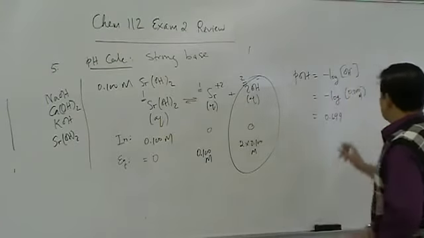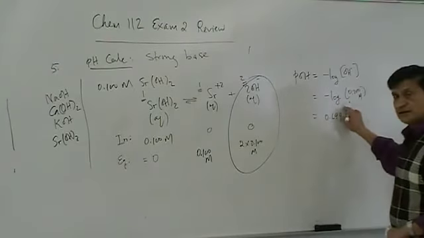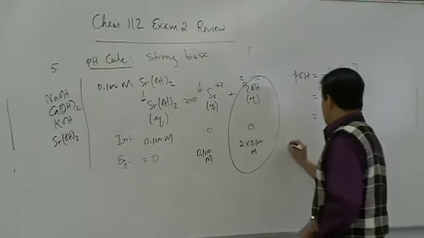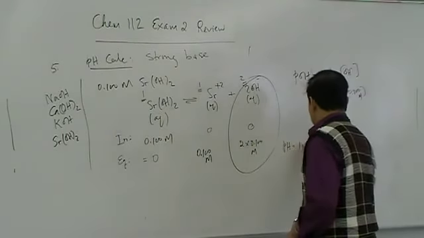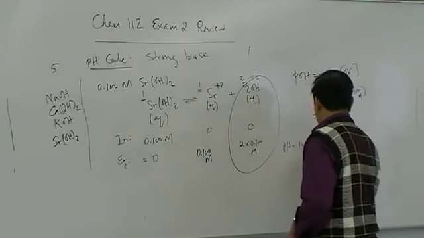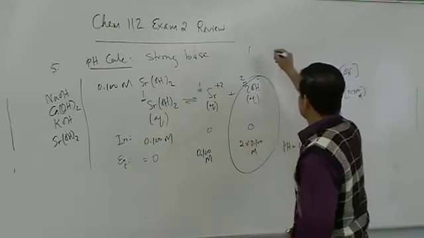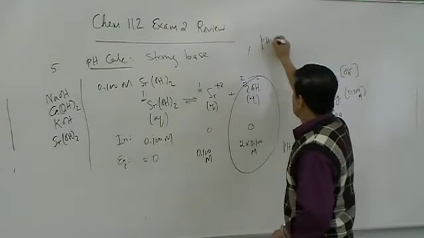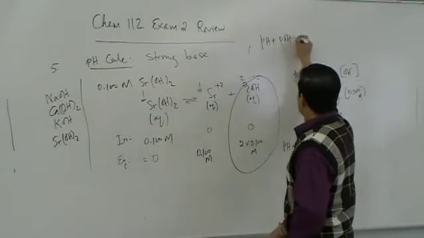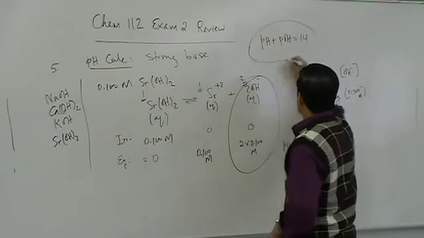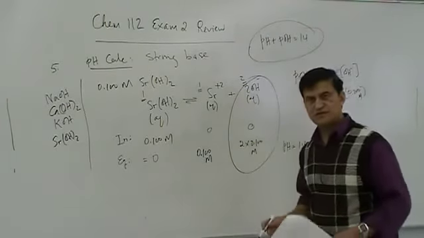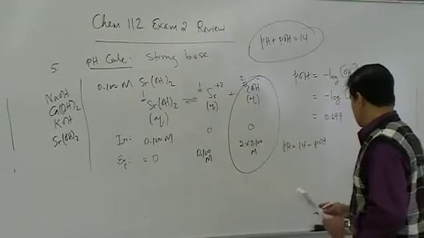The pH value, you can double check by using your calculator. pH should be given by 14 minus pOH. That's the formula. Let me show you the formula. pH plus pOH equals 14 at 25 degrees centigrade. Normally we expect temperature to be 25 degrees centigrade.